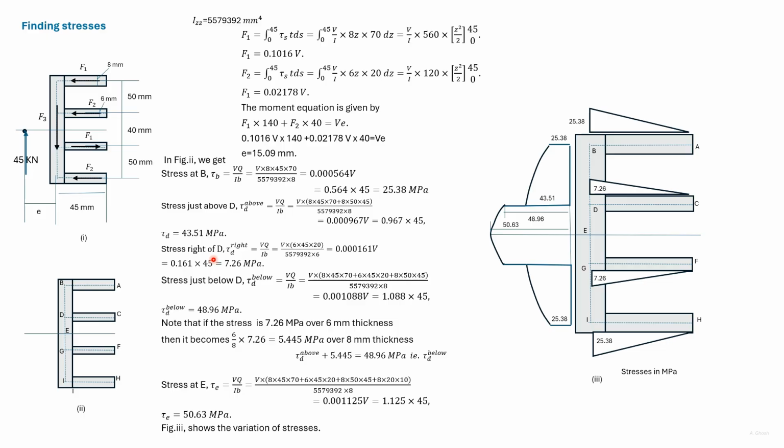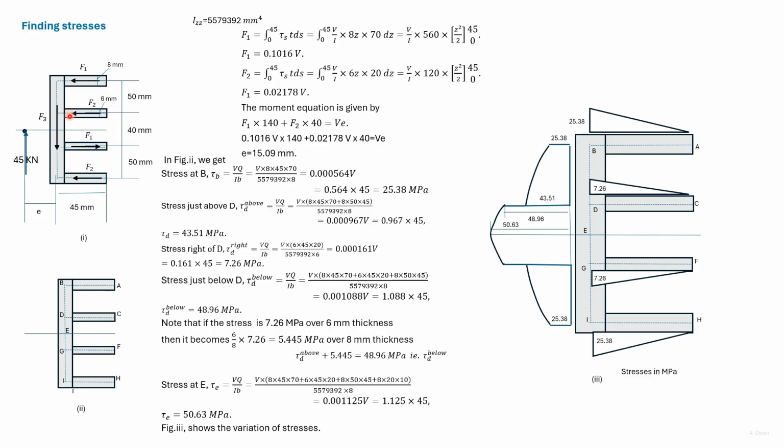The stress right of D is due to this arm. So Q is 6 into 45 and the distance of the centroid is 20. So substituting the other values, we get this stress. To get the stress just below D, we add the Q that we have found out for this arm, this vertical portion, and also this arm. So we have added the 3 portions. And substituting the other values, we get the stress.